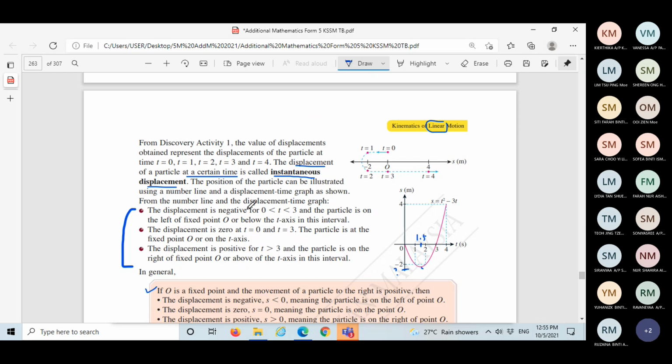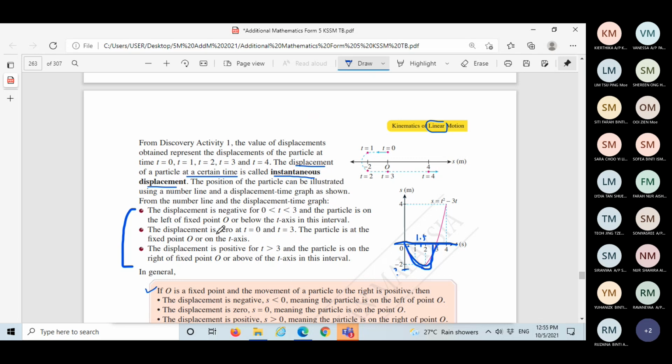Okay, the displacement is negative for t from 0 to 3. So the particle is on the left of fixed point O, or below the t-axis in this interval. This is the t-axis. So below the t-axis, the graph is below the t-axis. This is the meaning for the first dot.